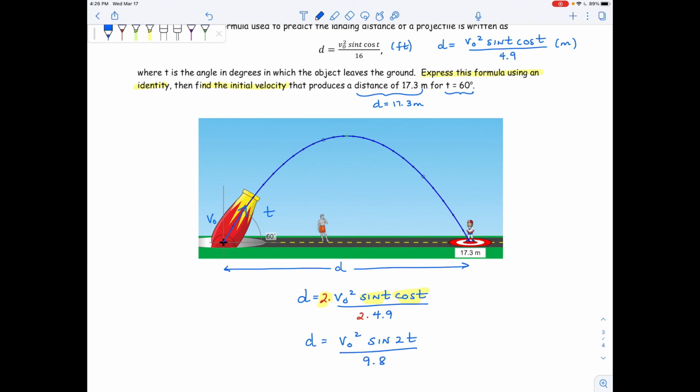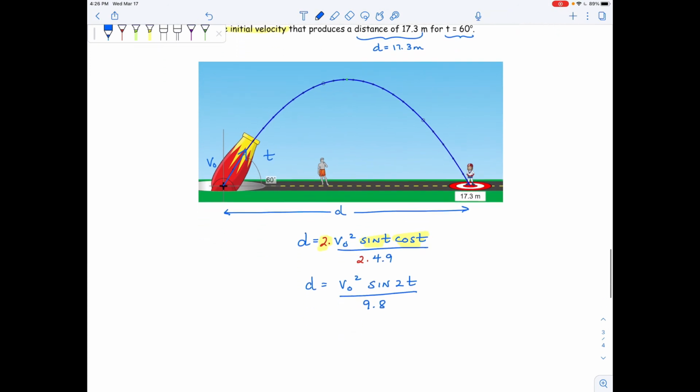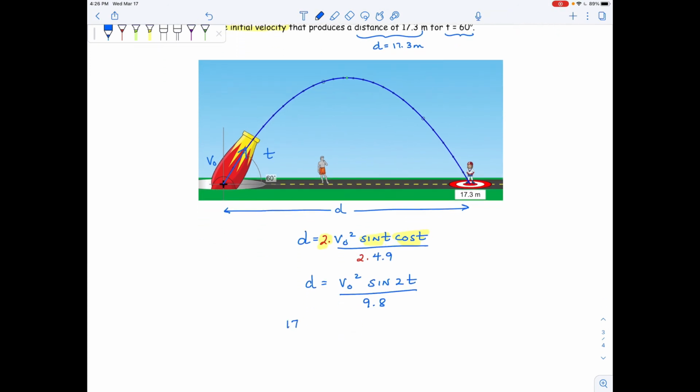And physics students will recognize that. That represents 9.8 meters per second squared, the acceleration due to gravity near the surface of the Earth. So if we replace the d with 17.3 meters, that equals v naught squared, and then we're going to plug in 2 times 60 degrees, divided by 9.8. Now we just need to work through the math to get the velocity. So work through the operations on this and solve for v naught, and pause the video and then check your answers with mine.